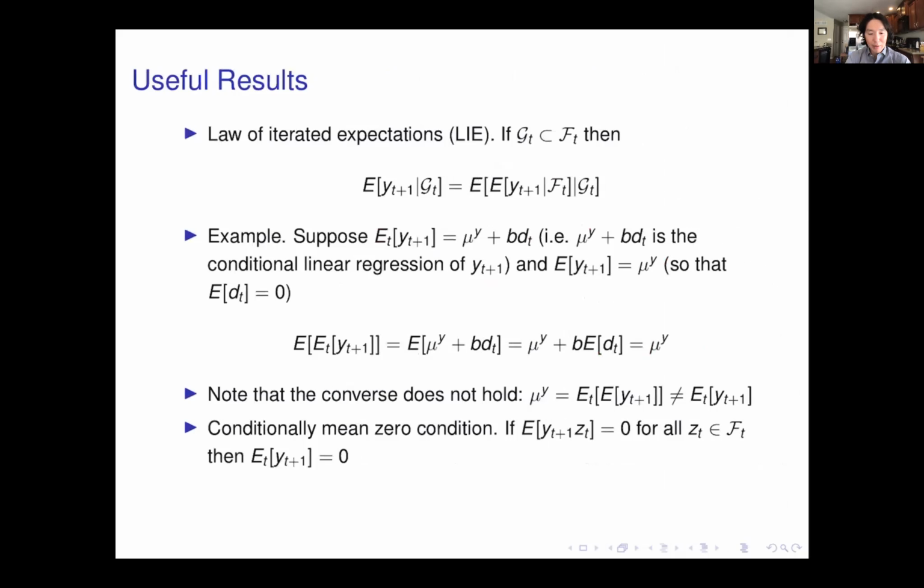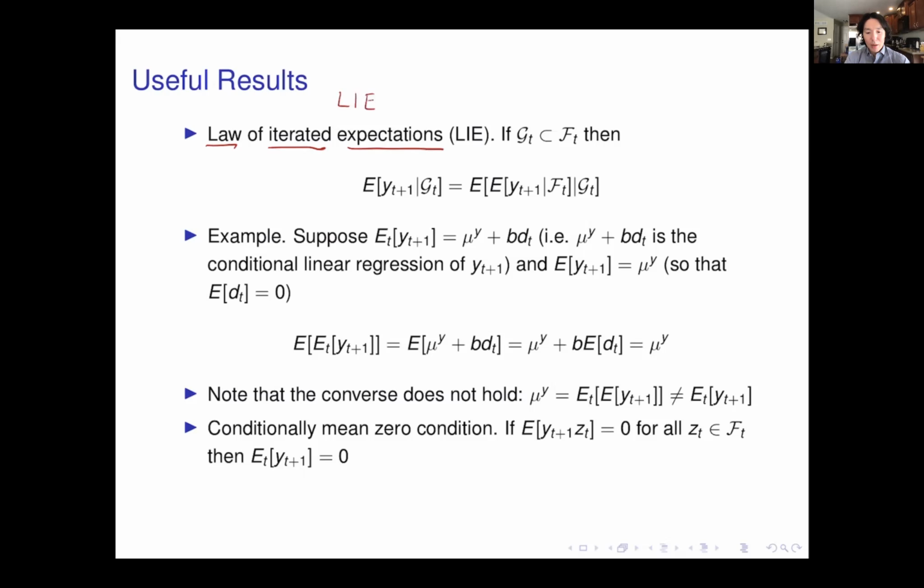Some useful and very important results. The first one is so-called the law of iterated expectations. 한국말로는 여기에 맞는 단어가 없어요. 그래서 law of iterated expectation 혹은 LIE라고 외우셔야 됩니다. Okay? Law of iterated expectations. This is very important. Okay?